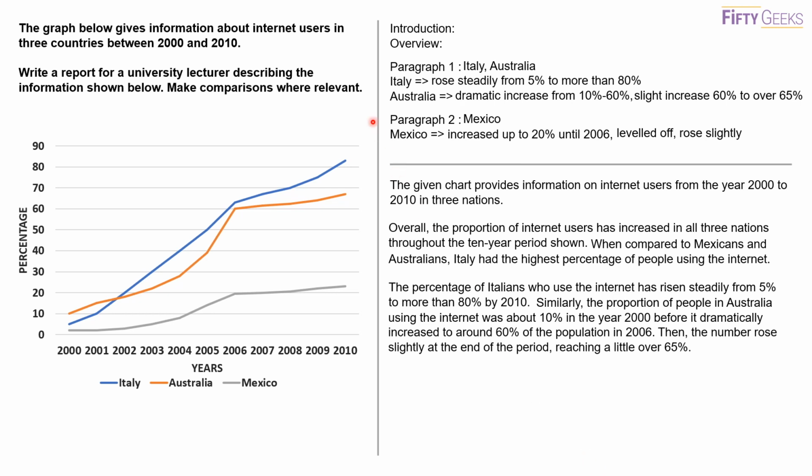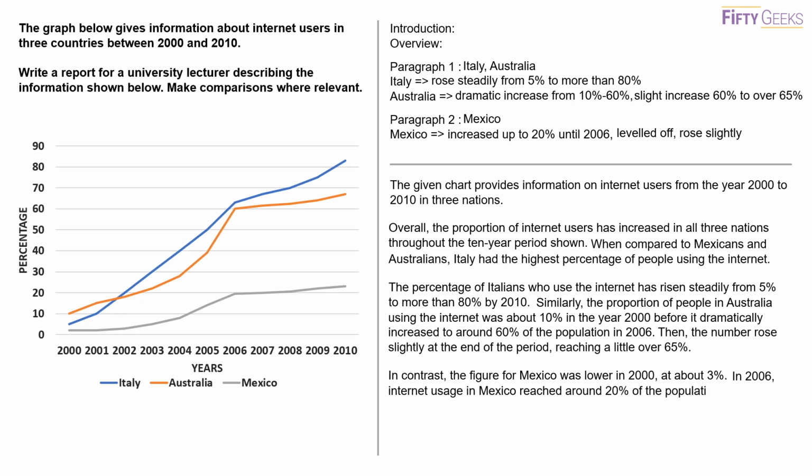After this, we will write the second body paragraph and explain the trend in Mexico. Here, the Mexico users went through three different stages. First, a gradual increase, then leveling off, and finally a slight increase. I will explain the whole trend as, in contrast, the figure for Mexico was lower in 2000 at about 3%. In 2006, internet usage in Mexico reached around 20% of the population.